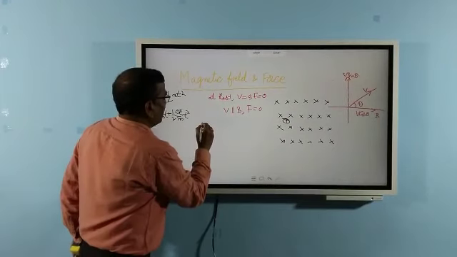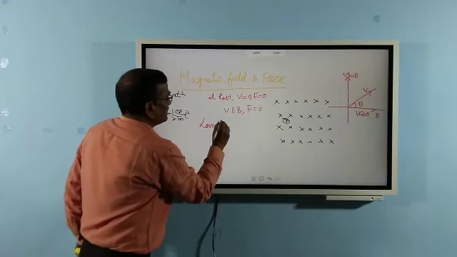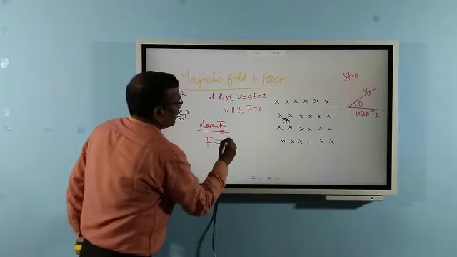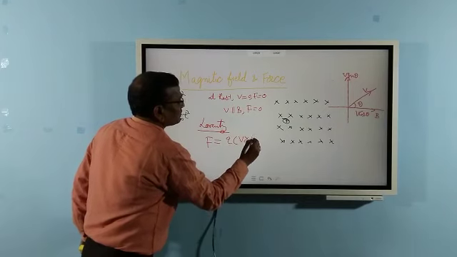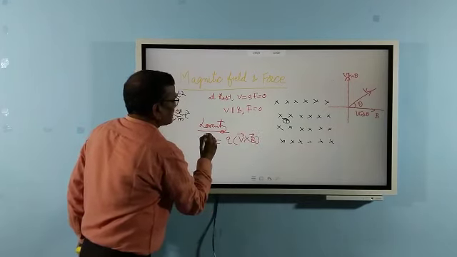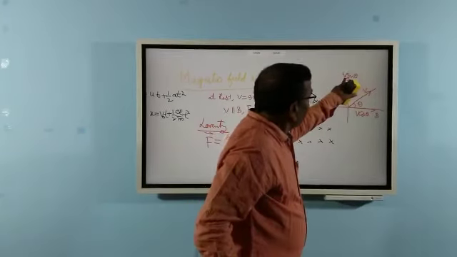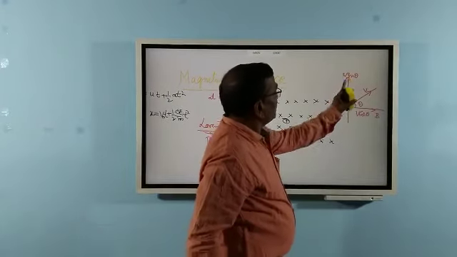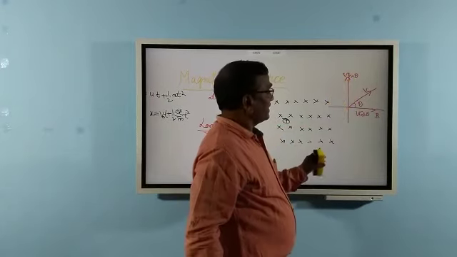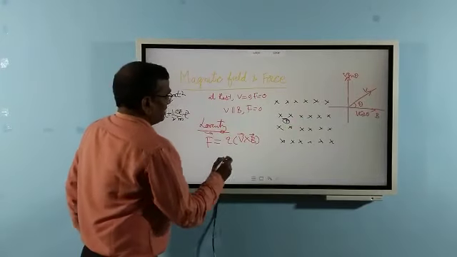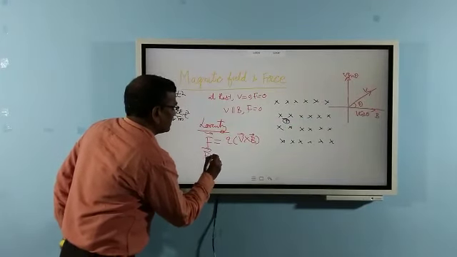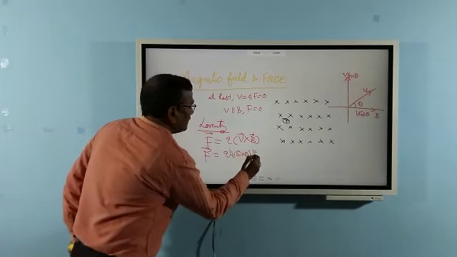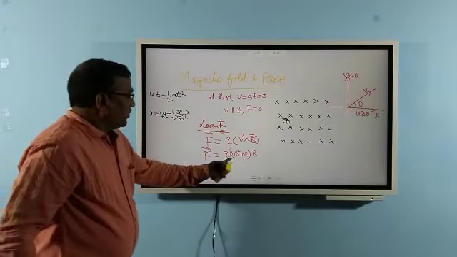It was found by Lorentz, by experimentation, that the force is q into v cross B, the cross product of two vectors. The force experienced by a charged particle depends upon the perpendicular component of the velocity vector with respect to the magnetic field. So this force can be written as q v sin theta into B, that is, F equals q v B sin theta.